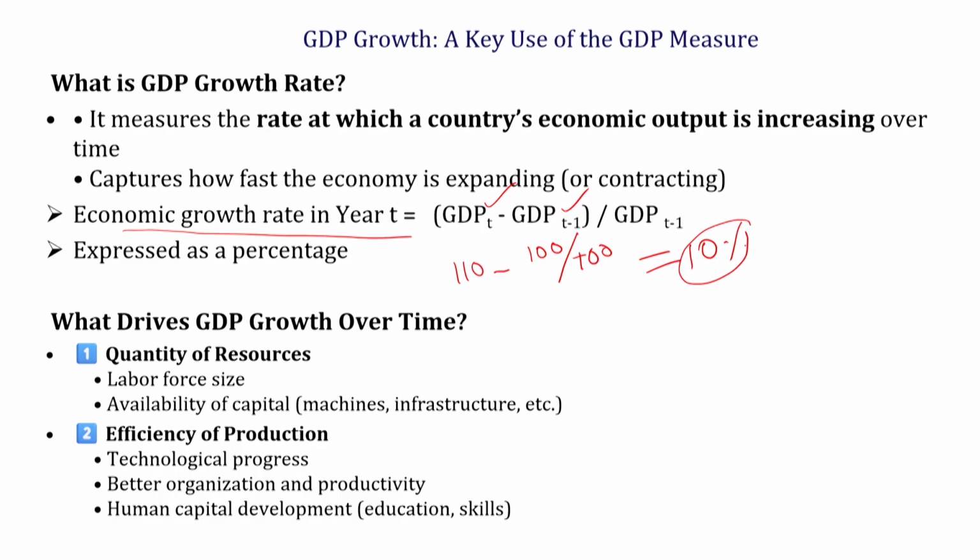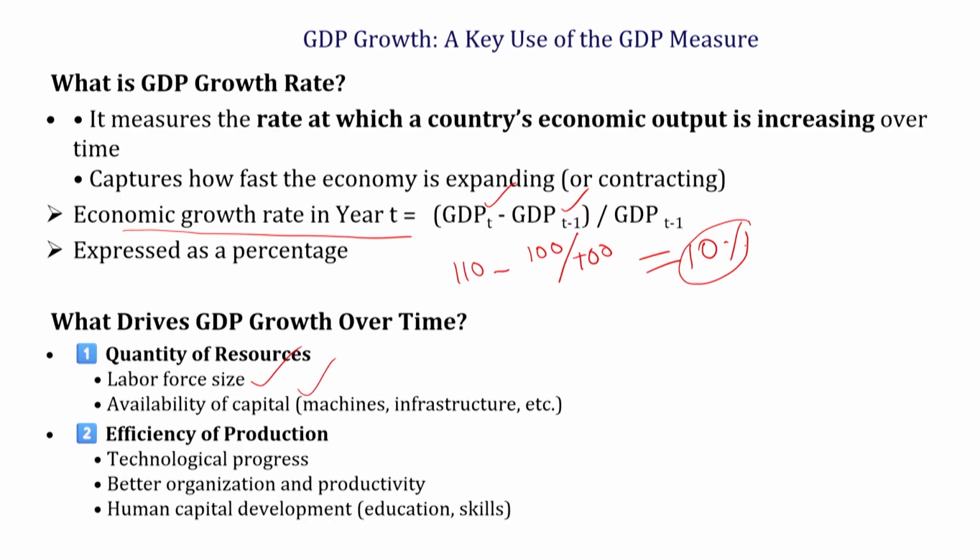A natural question here is, when we talk about GDP growth rate, what drives GDP growth over time? A growing GDP usually means more jobs, higher income or improved living standards. Growth can happen either because a country is using more resources, that is more labor force and more capital, and or because it is using them more efficiently through technology or innovation.